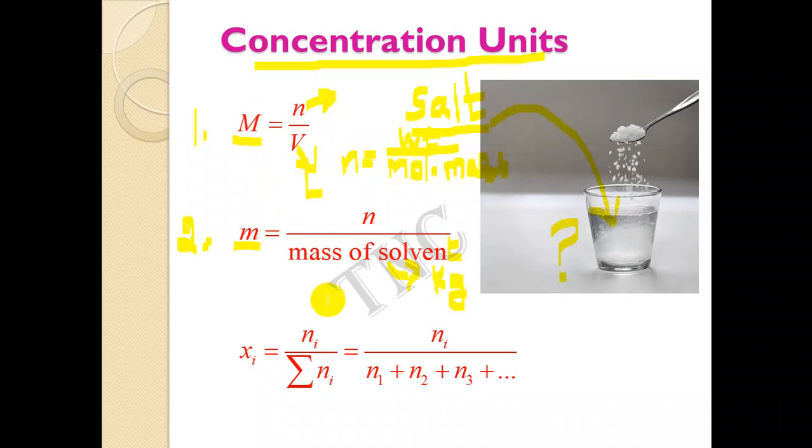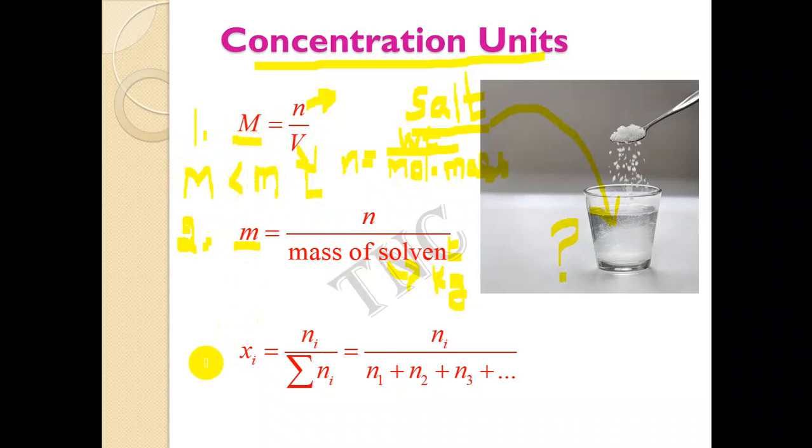One more thing: in the molality calculation we use only the solvent, whereas in molarity we use the solvent as well as the solute. So the denominator of molality may be smaller than the denominator used in molarity. So molarity is always smaller than molality.